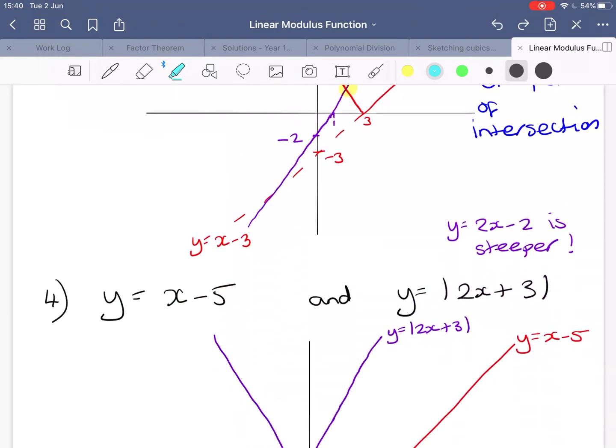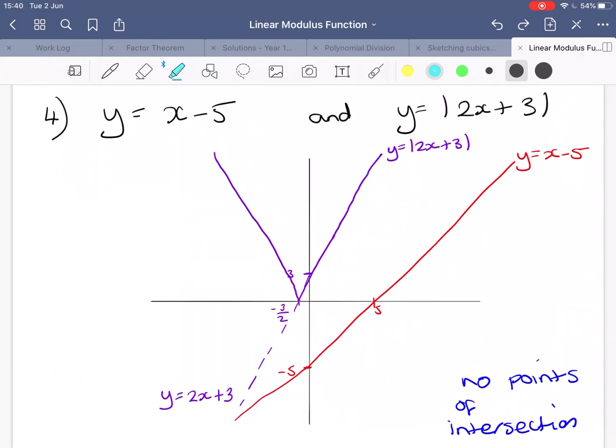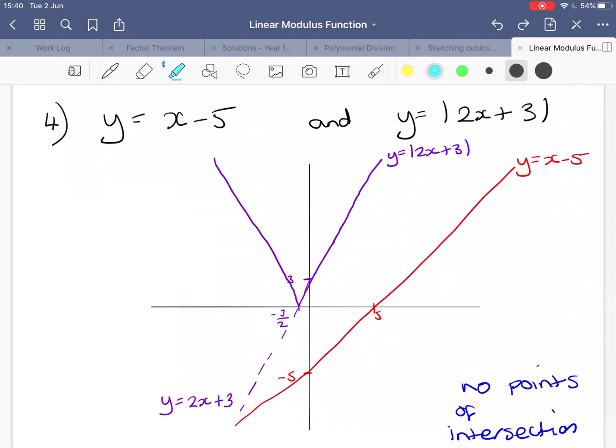Okay, and the final one, I thought I'd give you an example of them all. You had y equals x minus 5, the red line, so that's going to cross the y-axis at minus 5 and the x-axis at plus 5. And then you've got y equals the modulus of 2x plus 3. It's a steeper gradient than the red line, so these two are never going to meet.